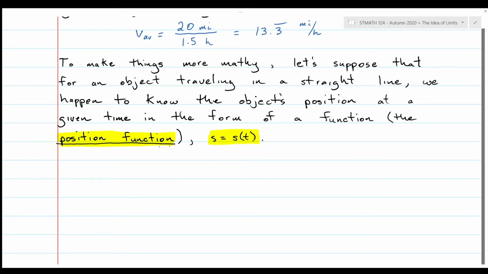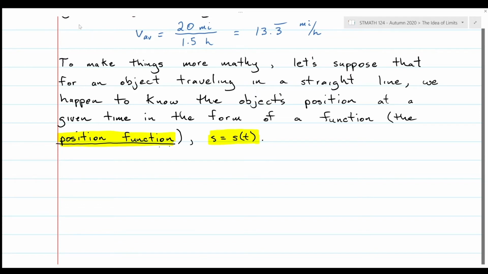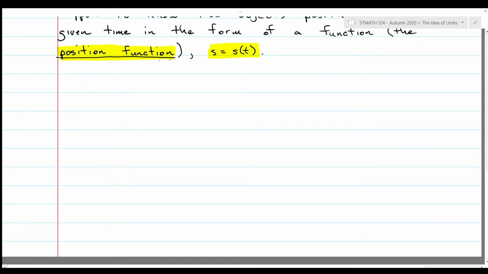S is our position function, and the way this function works is when you feed in a given time, it tells you what the position of the object is on the line that it's traveling along. Let me try to draw a general picture of what's going on with our position function. This line here is the line along which the object is moving, and somewhere on that line there's position 0, so let me mark a 0 there.